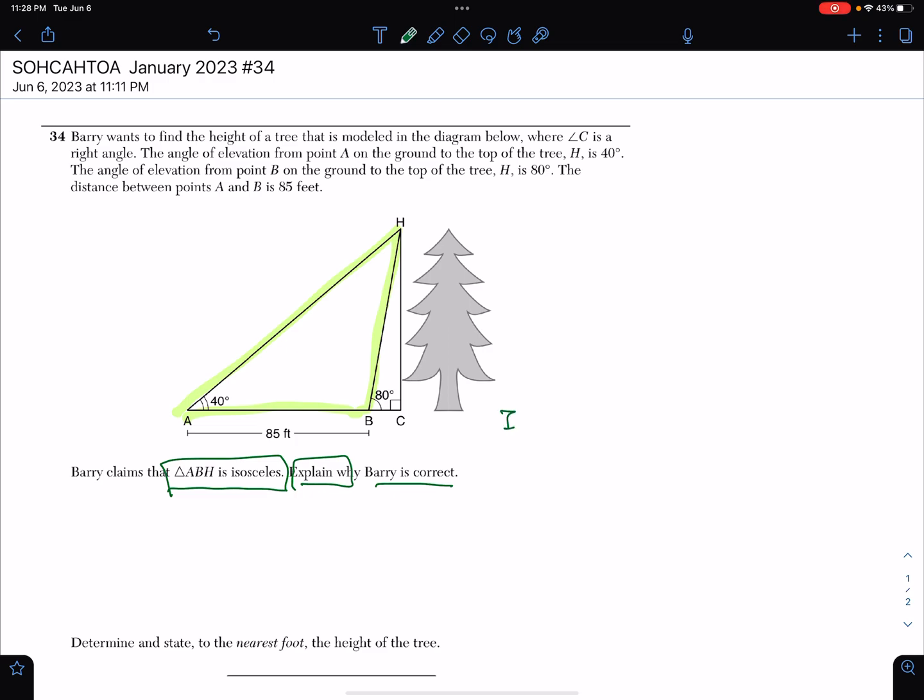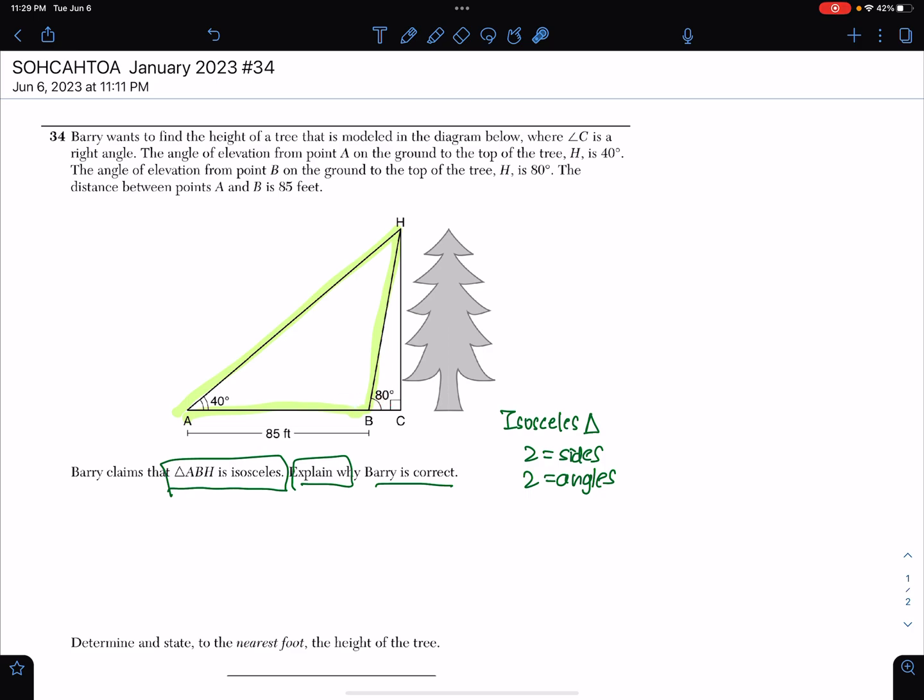Okay, so first of all, you have to understand that an isosceles triangle has two equal sides, two equal angles. Now, in this current triangle, we don't really have two equal sides yet. So the easiest way to show that this is an isosceles triangle is to deal with the angles, since I have a lot of angles going on here. So let's start with here. So we have 40 degrees, and we have 80 degrees here.